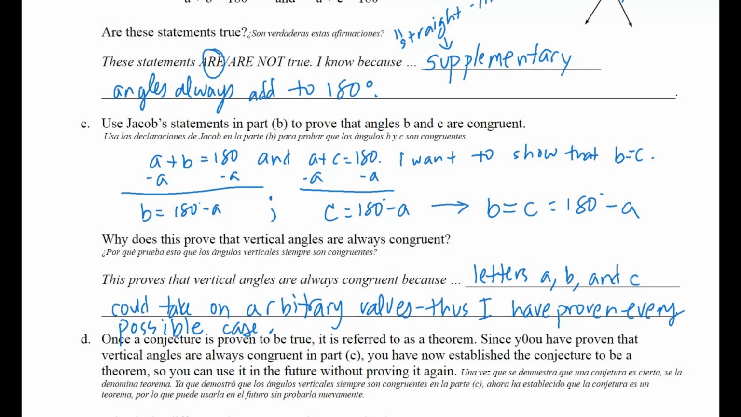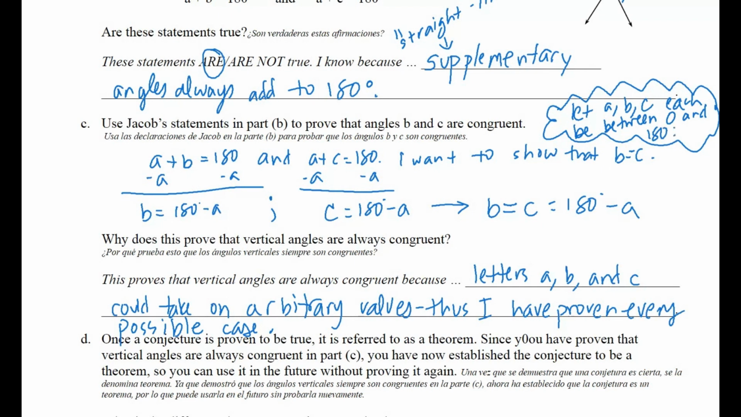Now I'm going to add something to this proof. The only thing that would make it really truly complete would be to say, let A, B, and C each be between 0 and 180 degrees. Because I really want to be talking about positive angles that add to 180 in this situation.